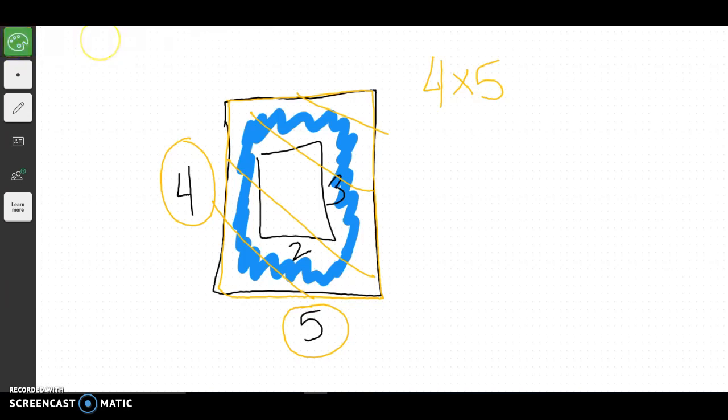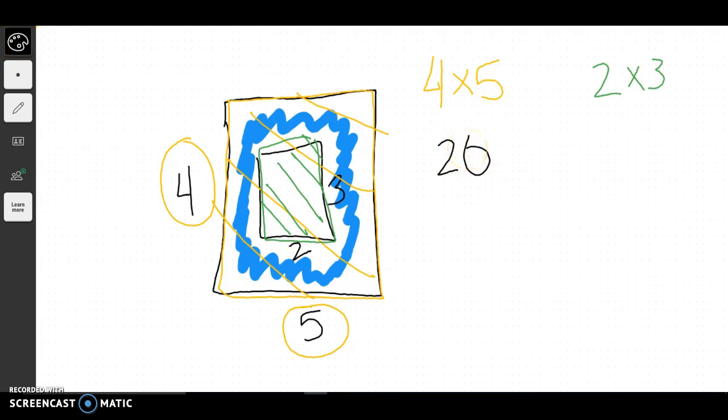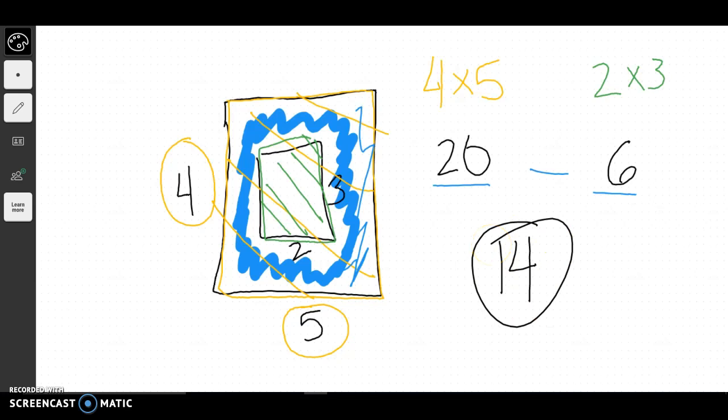But there's a part that I don't want. I don't want this cutout shape, but maybe I can find that area too by doing 2 times 3. And then if I want everything except that shape, how could I take the area of the total, which we found, which is 20, and the area of this inside part, which we found, which is 6, and figure out what the area is in blue? Well, if this is the entire thing and this is the part I don't want, if I just subtract that, I would get 14. And that's the area in blue.